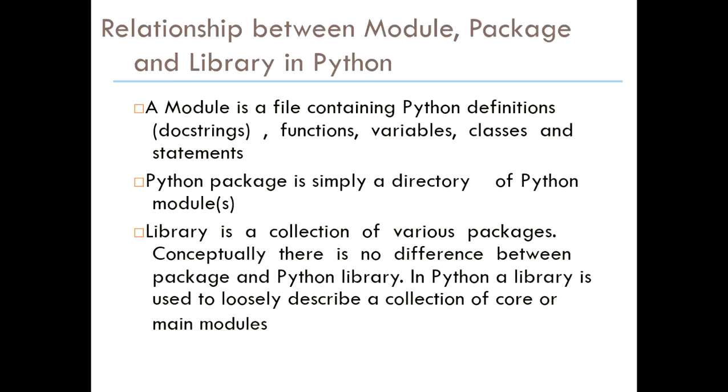What is the relationship between module, package, and library in Python? A module is a file containing Python definitions, functions, variables, classes, and statements. A Python package is simply a directory of Python modules, whereas a library is a collection of various packages. Conceptually, there is no difference between a package and a Python library. In Python, a library is used to loosely describe a collection of core or main modules.